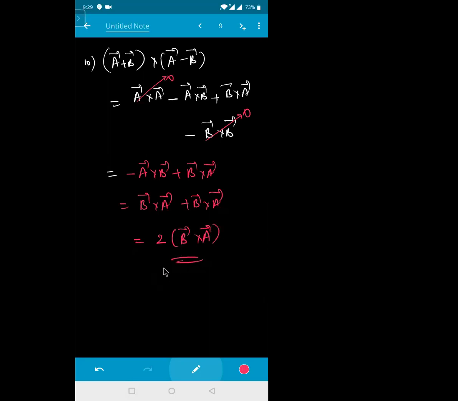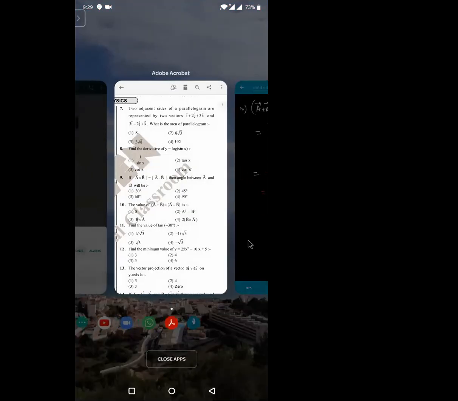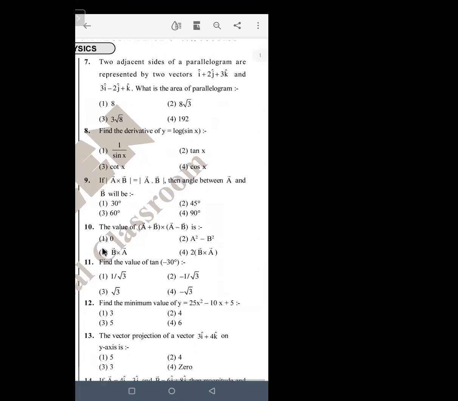Is it clear for everyone? Just multiplication, nothing else is there in that one. So for the 10th question, what will be the answer? It will be 2 times B bar cross A bar. Question number 11 is not required. 12 is also not required.